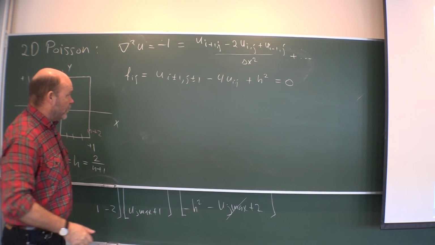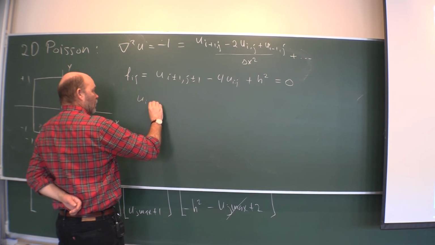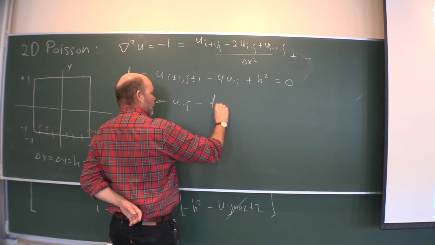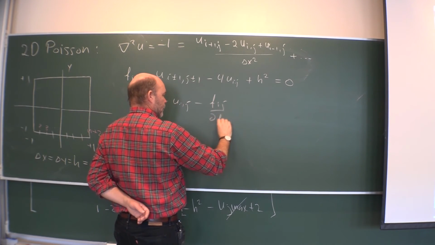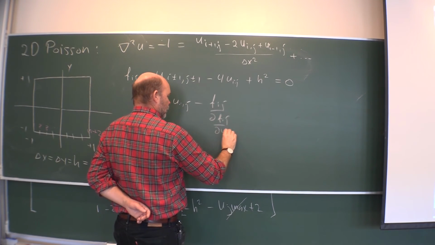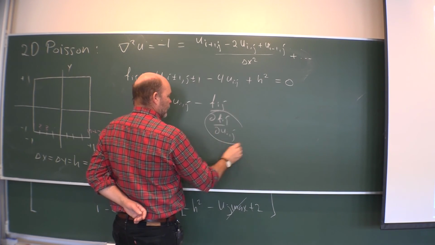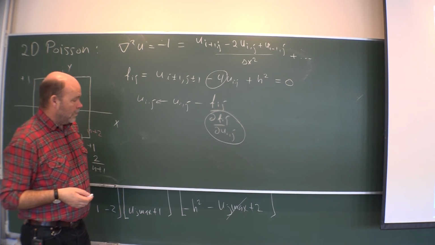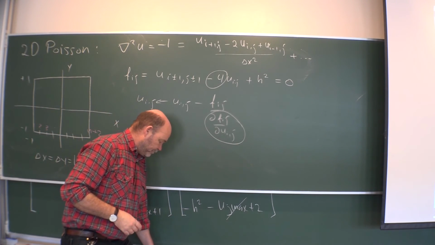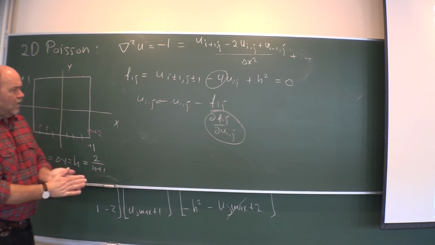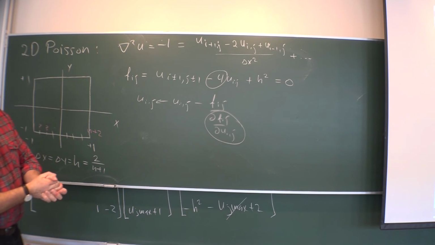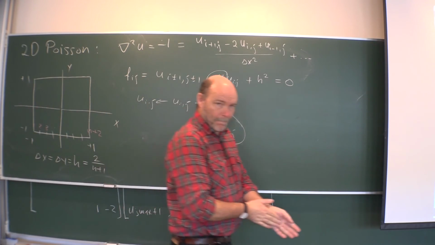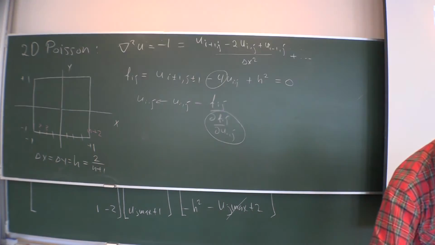And the recipe now, uij is fij divided by the derivative with respect to the point you are picking out. And this one is minus 4. So that should be my recipe. Any questions to that one? No? Let's try it.